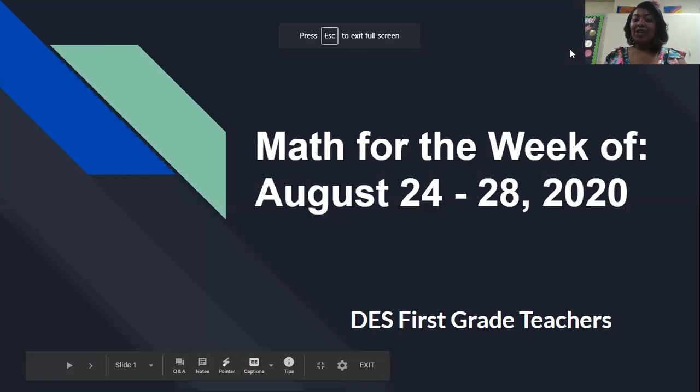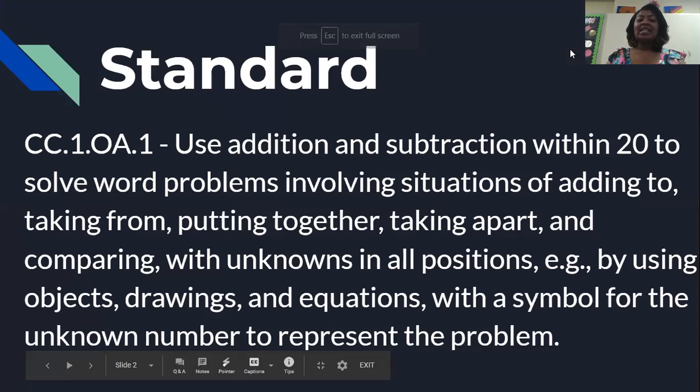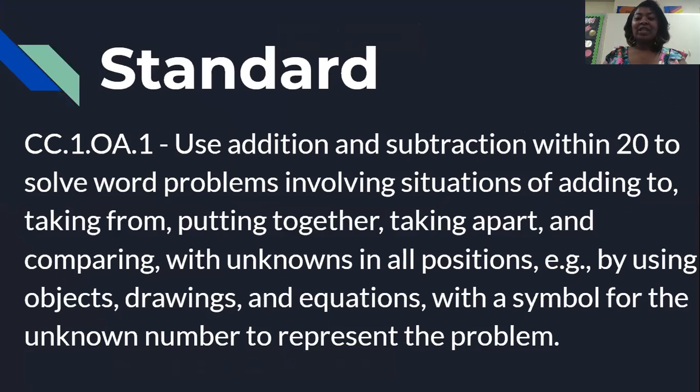All right, let's review. Our standard is 1OA1. Use addition and subtraction within 20 to solve word problems involving situations of adding to, taking from, putting together, taking apart, and comparing with unknowns in all positions. For example, by using objects, drawings, and equations with a symbol for the unknown number to represent the problem.